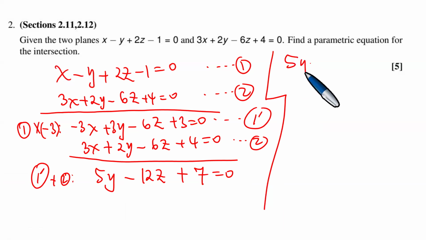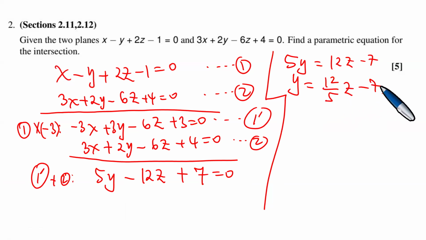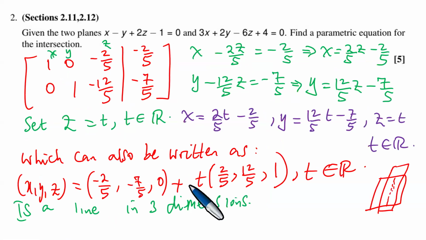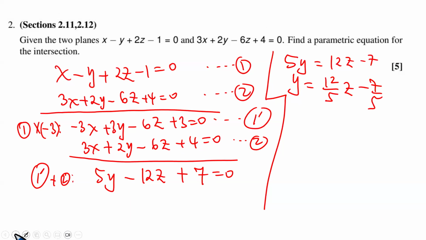So we have 5y equals 12z minus 7. You divide by 5, and we get y equals 12 out of 5 z minus 7 out of 5. So we can even do without that. We can use the school concepts, and now we have the y.